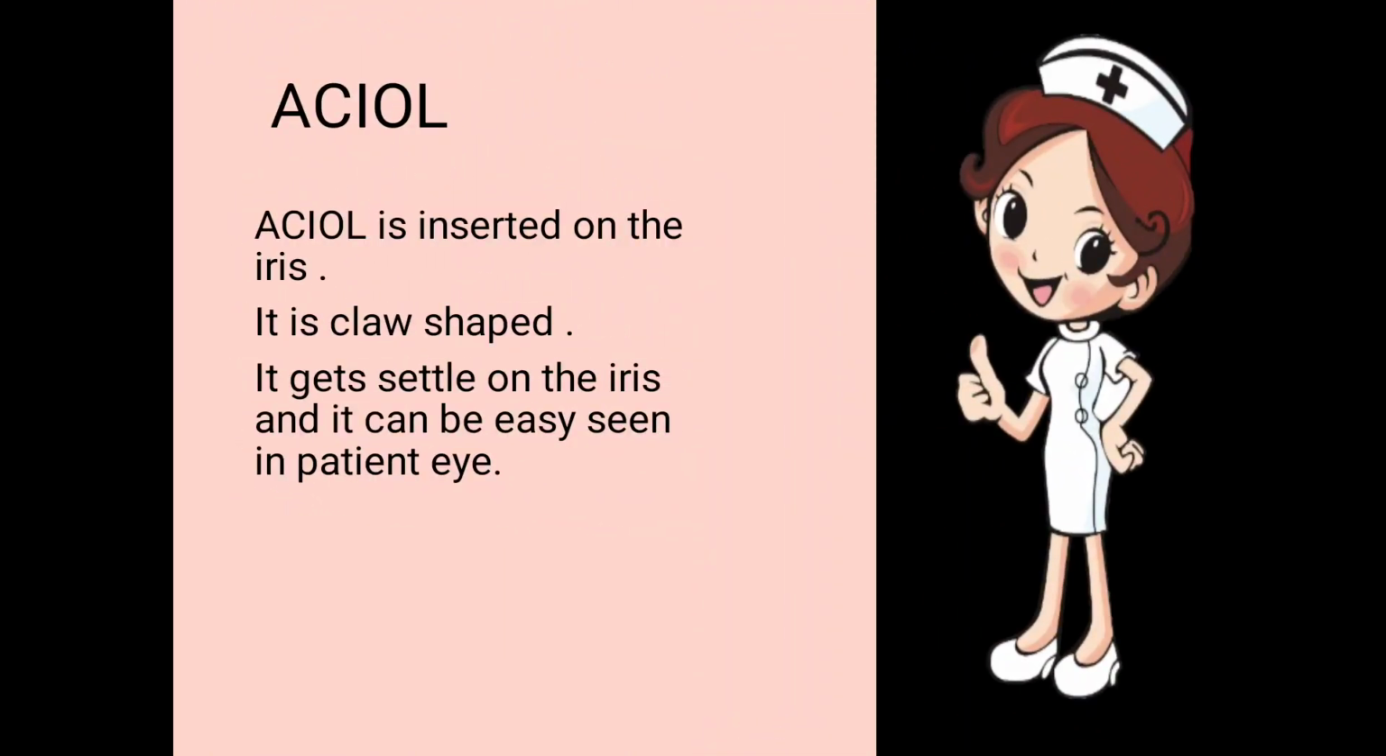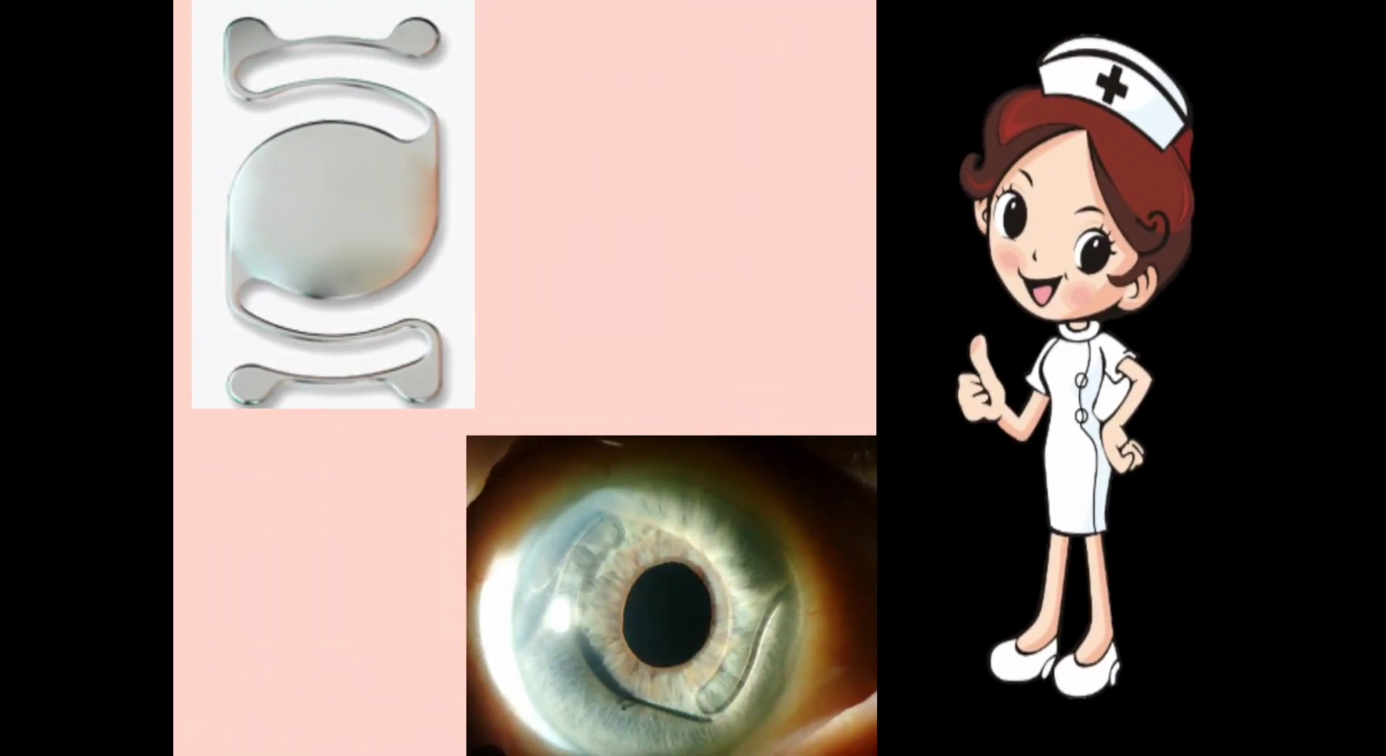Next, the ACIOL is inserted on the iris. These are of different shapes, sometimes claw shaped and sometimes other shapes. It gets settled on the iris and can be easily seen in the patient's eye. If you are seeing here, this one is the ACIOL. This is the normal shape of the ACIOL, and while looking through the slit lamp, the ACIOL seems to be like this. So this is the ACIOL which we have inserted inside the patient's eye.